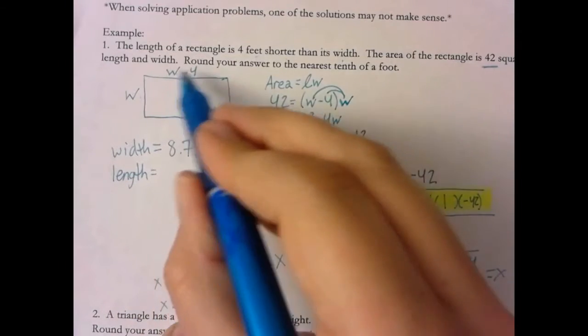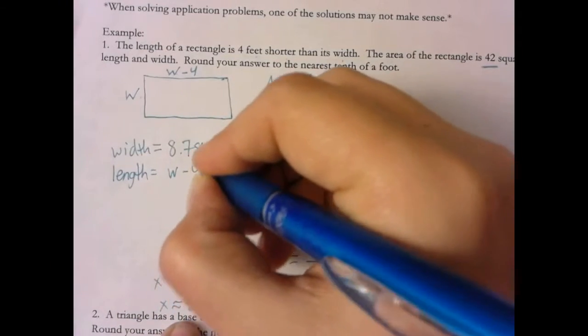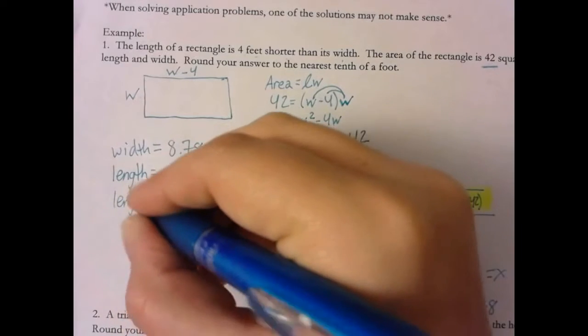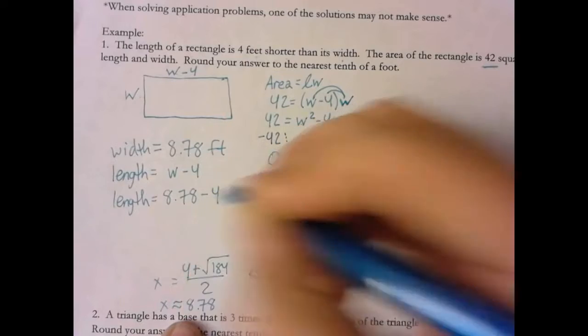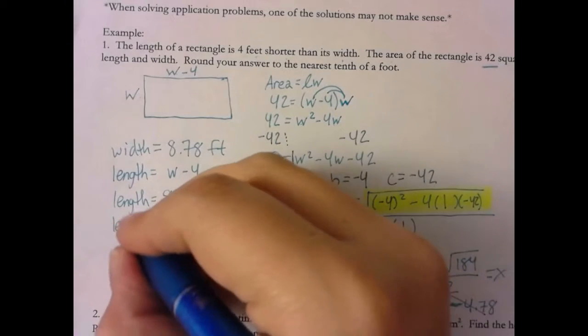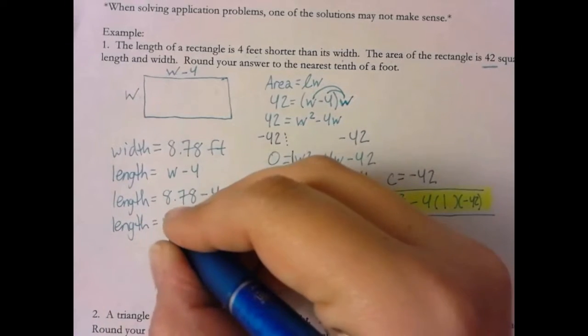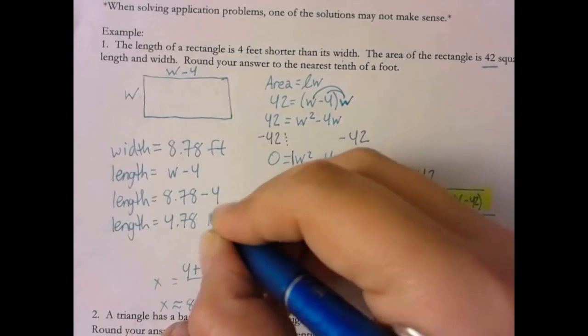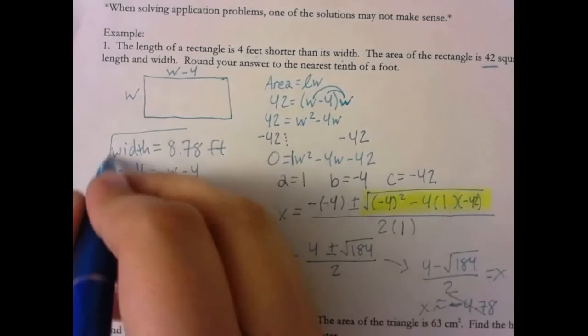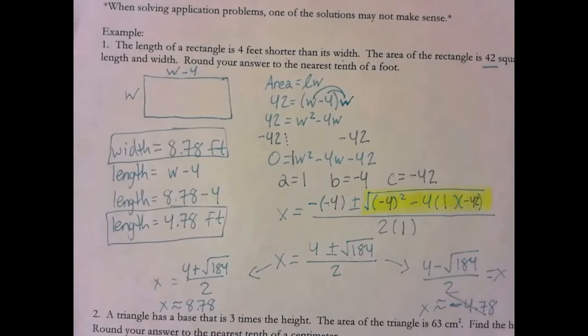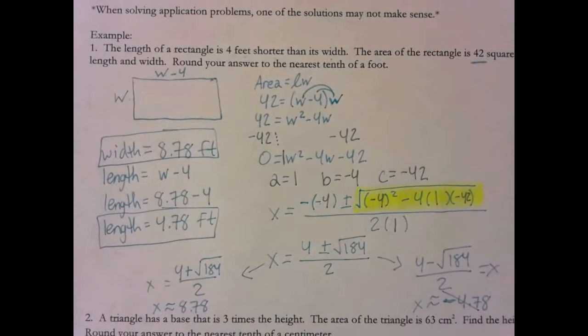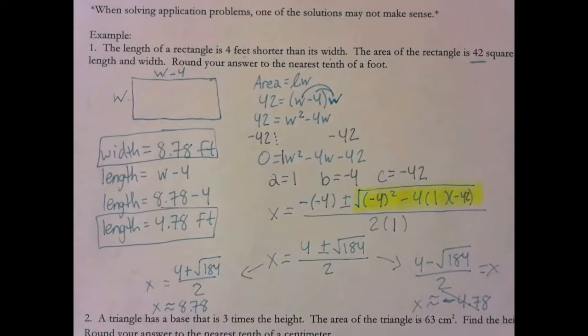We need to know the length as well. Well, we said length is width minus 4. So that would be 8.78 minus 4, which is 4.78 feet. That's what we were trying to do. All right. That one, believe it or not, in my opinion, was not as hard as the next one. I know, scary. Let's go on to the next one.